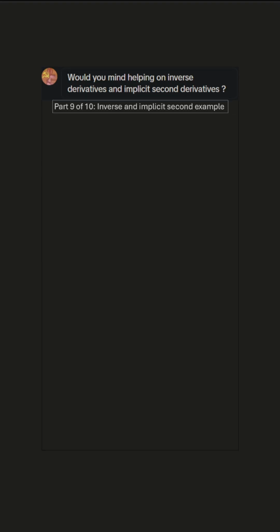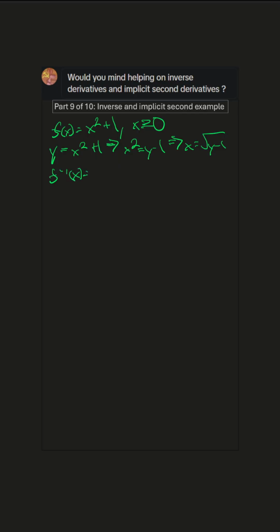Thanks for watching. Let's find the inverse derivative of a function followed by the second implicit derivative of an equation. So we'll start with the function f of x equals x squared plus 1, where x is greater than or equal to 0. Let's find the inverse. So we'll set y equals x squared plus 1 and solve for x. So x squared equals y minus 1, which implies that x equals the square root of y minus 1. So that tells us that f inverse of x equals the square root of x minus 1.